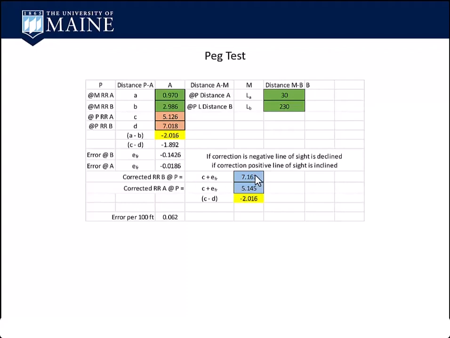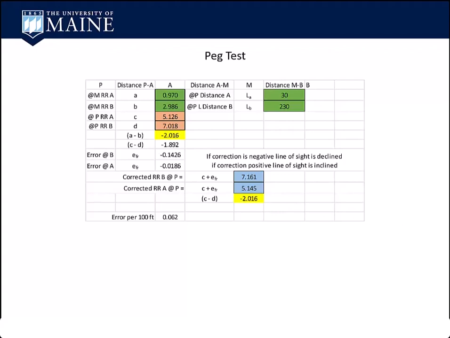So now you have a corrected rod reading at B and a corrected rod reading at A, and you subtract the elevations to get the difference, and it should match the true difference in elevation you read with the balanced setup AB. And it does. So if you want to check to see if you calculated the error properly, that's how you would do it.